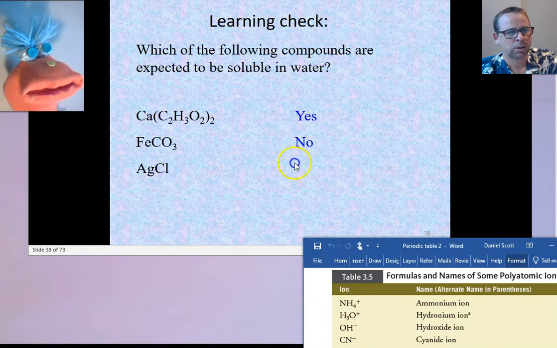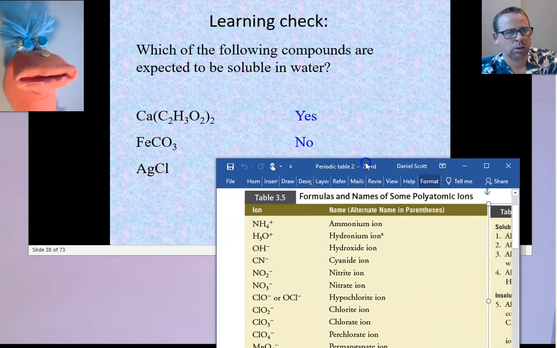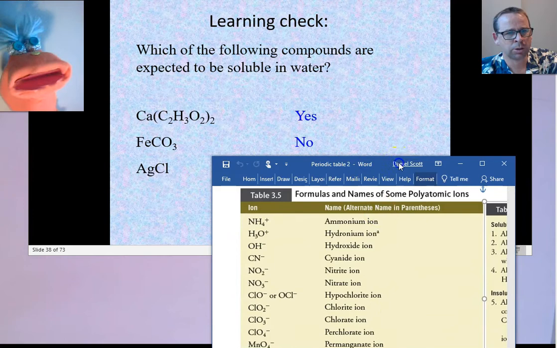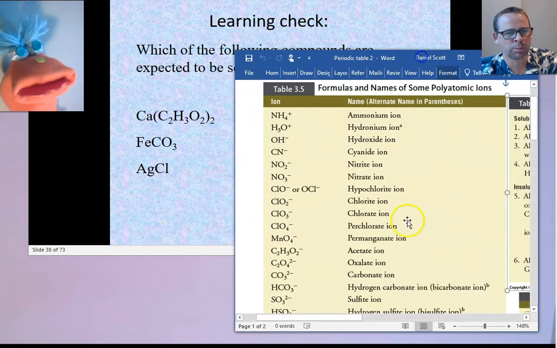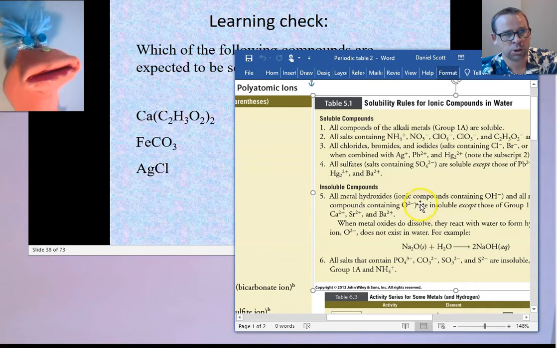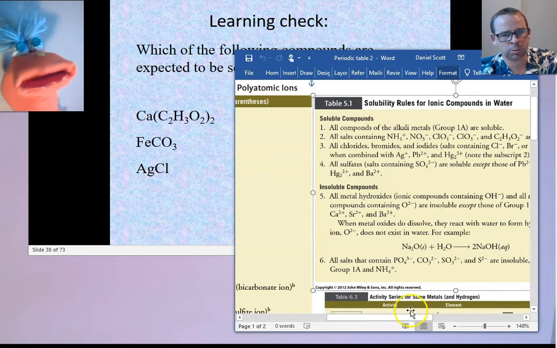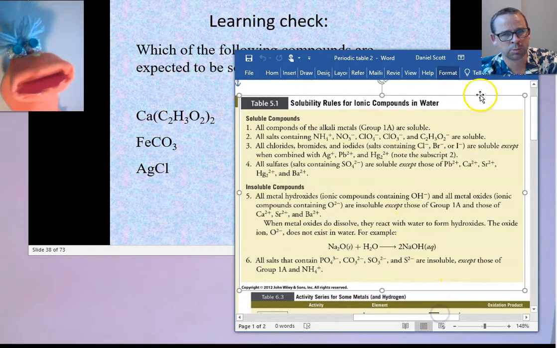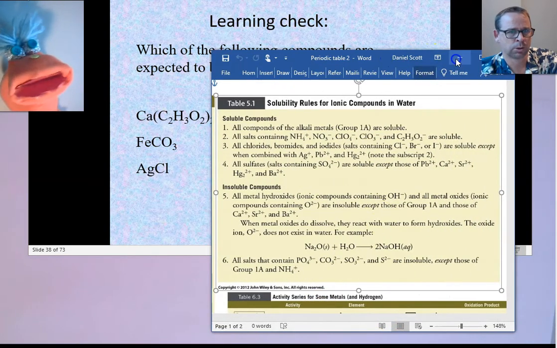Okay, very good. How about silver chloride? Chlorides are, but I think there's some exceptions. I can't remember what they are. Can you bring it up? See, silver is an exception. So rule 3, the chlorides are generally soluble, but silver is an exception. So silver chloride is not soluble.